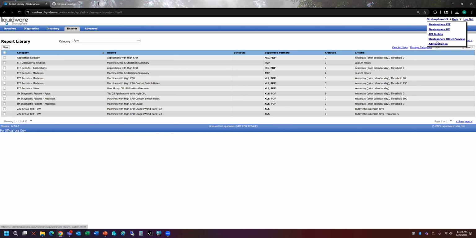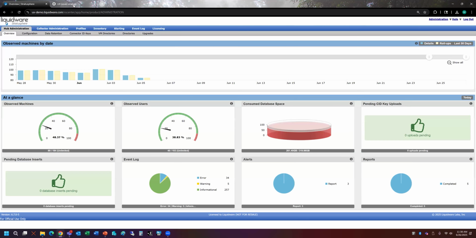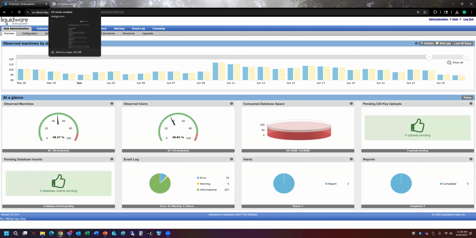The first thing we're going to do is jump into the administration section. So this is the inner workings of Stratosphere and configuring it to do all the things that we want. And if you've ever worked with me before, you've seen this area because this is where I usually start with health checks. I'm making sure that Stratosphere is working correctly.